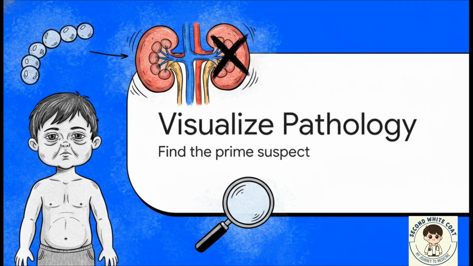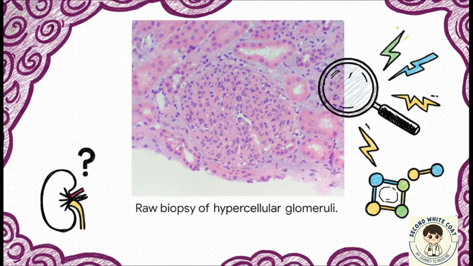Step 3. Visualizing the pathology to identify our prime suspect. So we have a child with nephritic syndrome. The prime suspect? Poststreptococcal Glomerulonephritis, or PSGN. And we have the physical evidence right here. Looking at a raw biopsy mugshot of this disease, you can clearly see this overwhelming, dense cluster of cells just packing the space. But how did this crime actually happen?